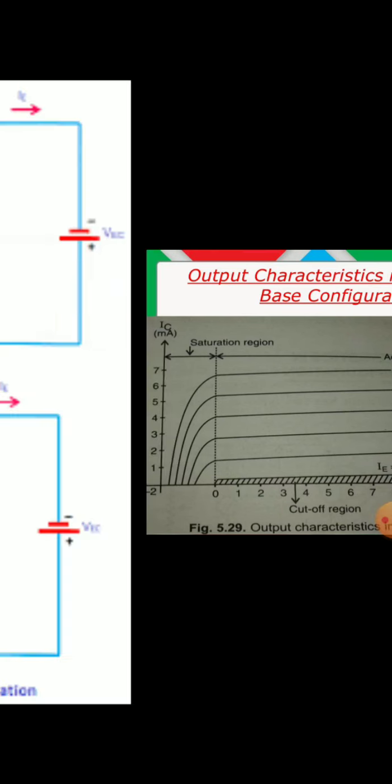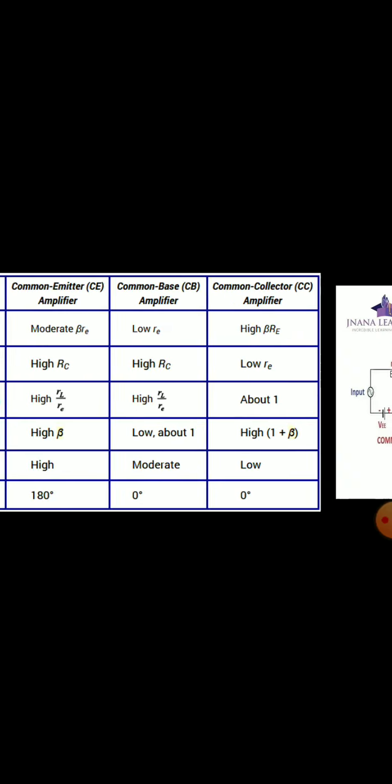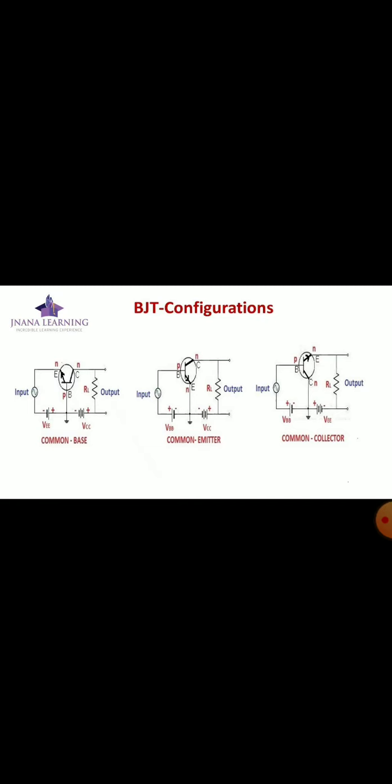Next one is common emitter connection. In this arrangement the input is applied between base and emitter and output is taken from the collector and emitter. So the emitter of the transistor is common to both input and output circuits. So it is called common emitter connection. Here the base current amplification factor is the ratio of change in collector current to the change in base current.